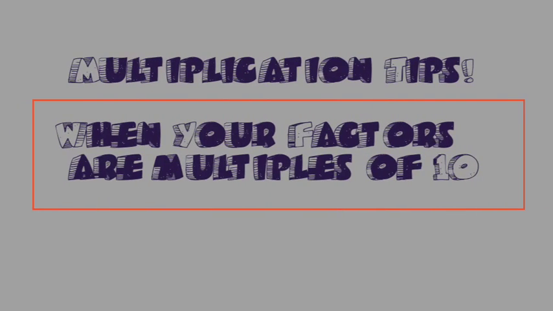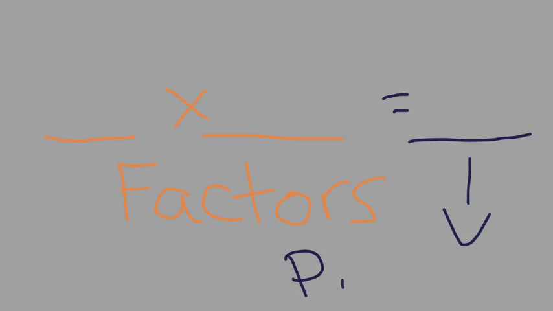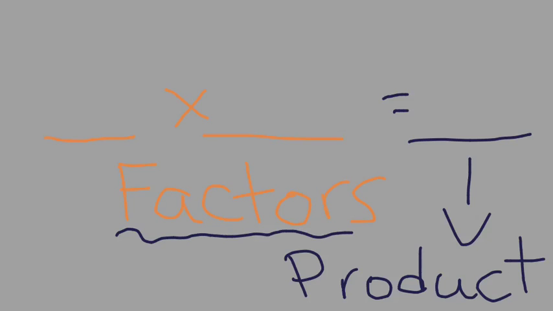This tutorial is going to show us some multiplication tips that we can use when our factors are multiples of the number 10. In multiplication, the numbers that we multiply together to get an answer are called our factors. The answer in multiplication is called the product. And this tutorial is going to show us about multiplying numbers when the factors are multiples of 10.